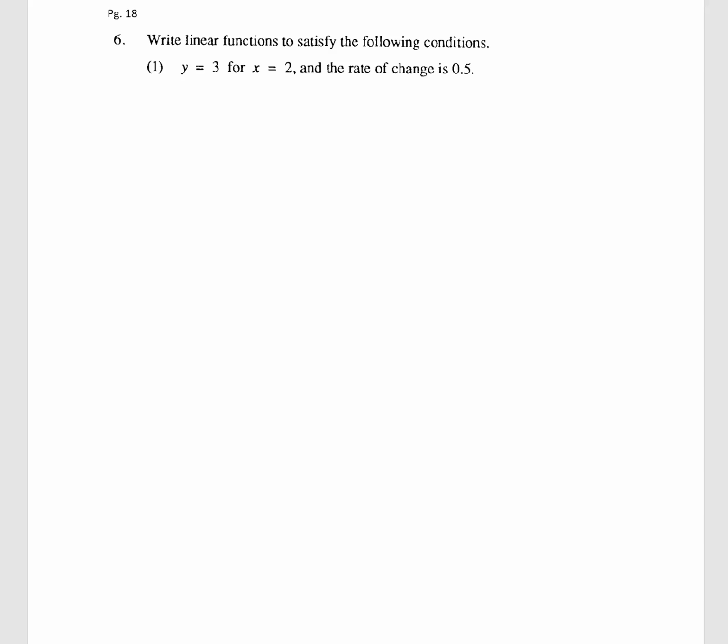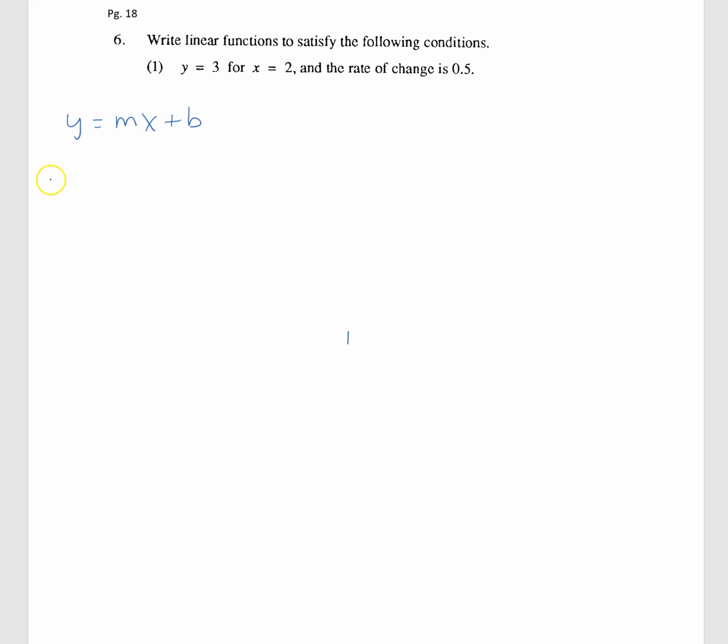Question 6 on page 18 asks us to write linear functions to satisfy the following conditions. And in part 1, we've been told that when y equals 3, x equals 2, and the rate of change is 0.5. So the linear functions I'm going to be writing are in the form y equals mx plus b, where m is my slope and b is my y-intercept.